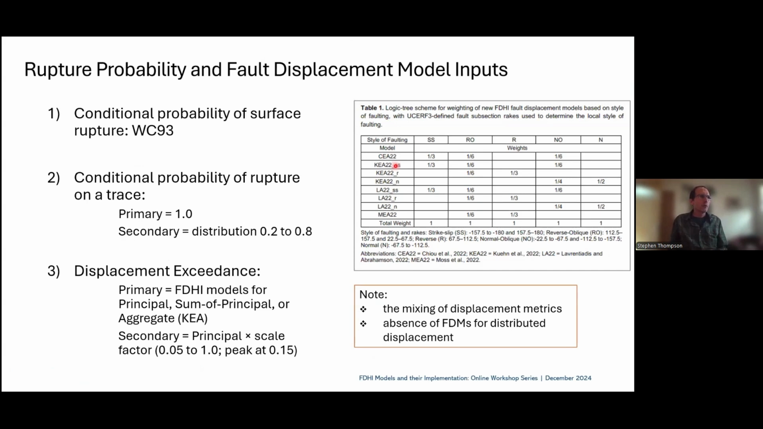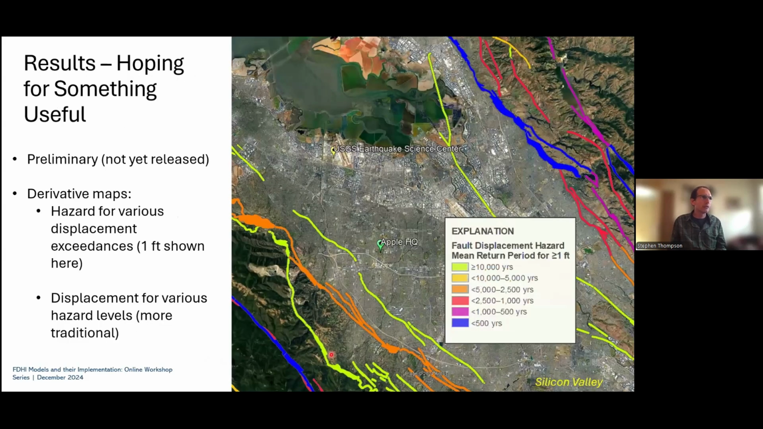The logic tree that we've used is based on combining the new fault displacement models with various weights. We went ahead and did what we just spent a few days telling you not to do, which is we mixed different displacement metrics and combined them in a logic tree for this demonstration project, at least for the first event. We also are not using fault displacement models for distributed displacement, so we're handling those secondary displacements by basically taking probabilities of rupture less than 1 and also scaling down the displacement exceedance.